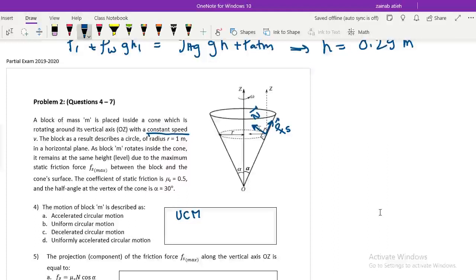It's not rubbing between each other. They are not rubbing each other. They are not moving with respect to each other. Okay, they are moving together.